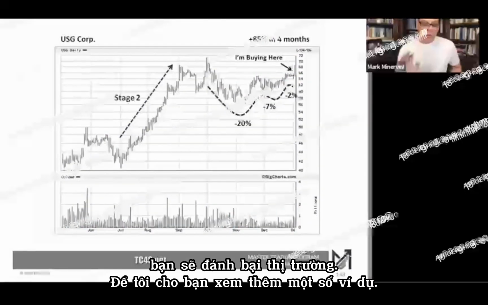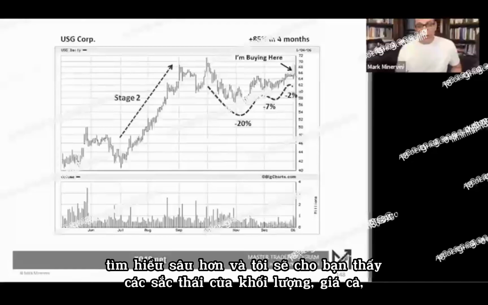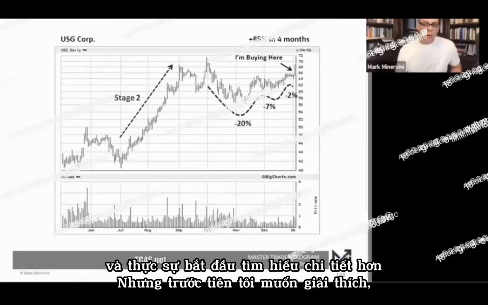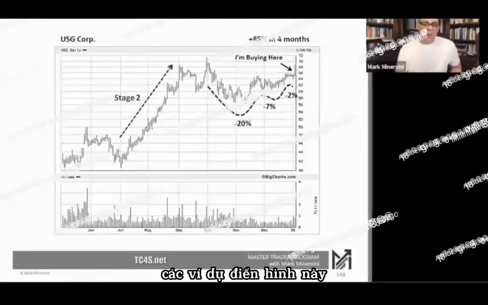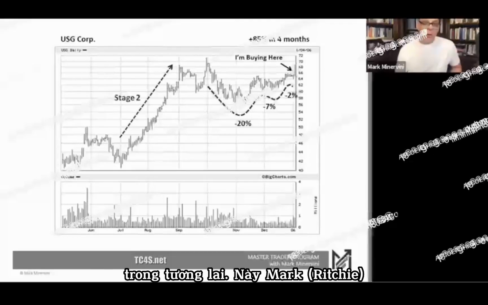Let me show you some more examples. I'm going to show you a bunch of examples, and then we're going to dig deeper, and I'm going to show you the nuances of the volume, the price, and really start to get more forensic. But I want to first explain and have you see some of these precedents, which you can use. You should be using these. This workbook is very valuable to use in the future.